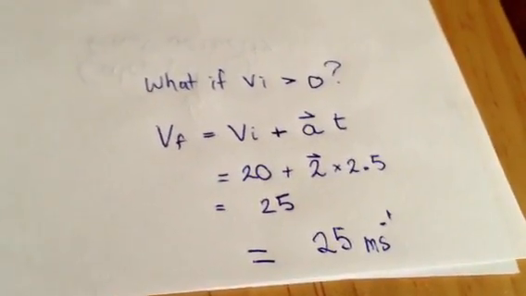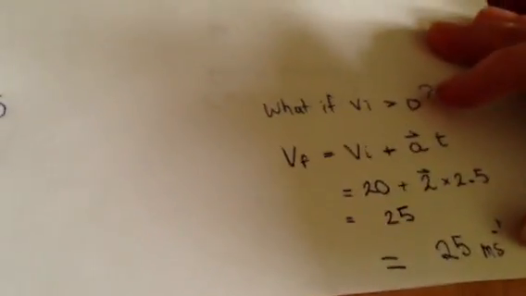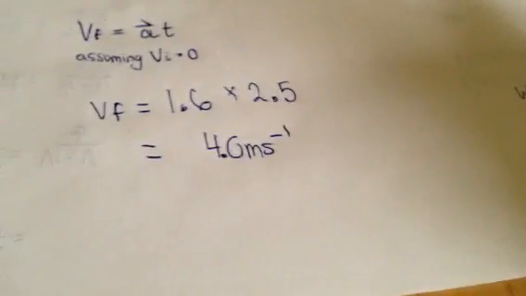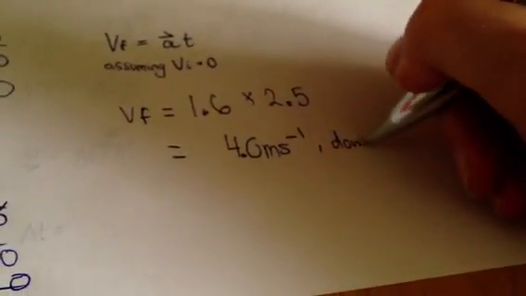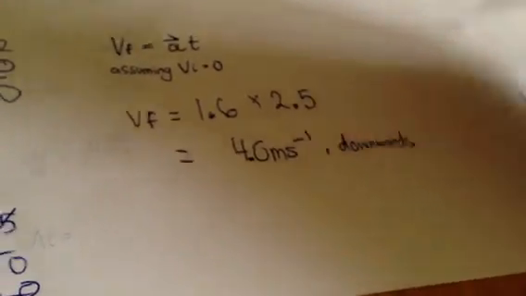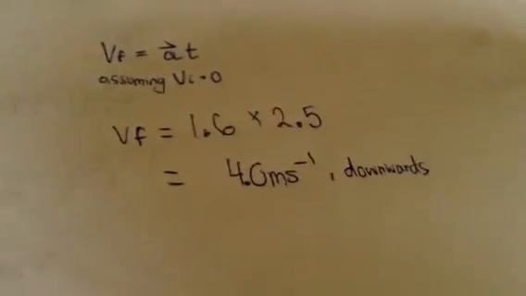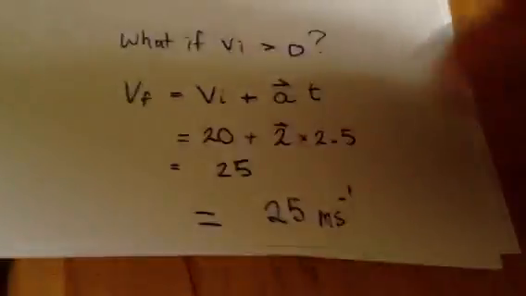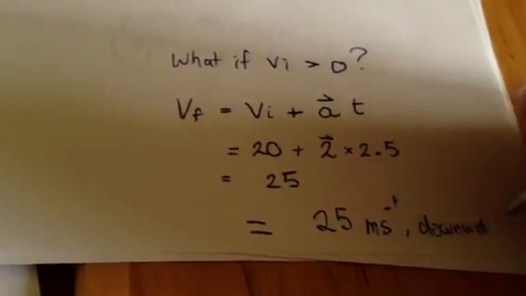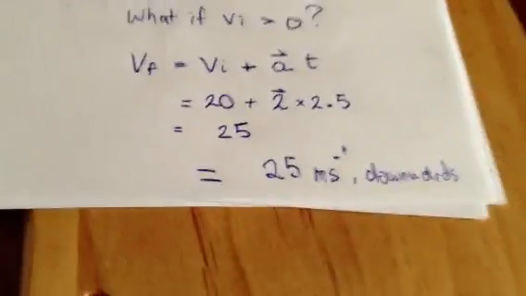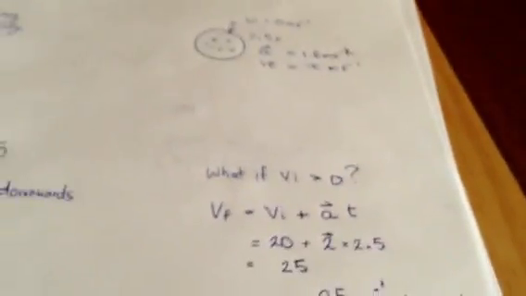Now, there is one last thing that I'd like to say, and that is because we're working with velocity, which is a vector quantity, we need to clarify direction. So it's traveling basically 4 meters per second downwards when it hits the surface of the ground, and this one's traveling 25 meters per second downwards if it were in a similar situation, but with a much higher initial velocity.